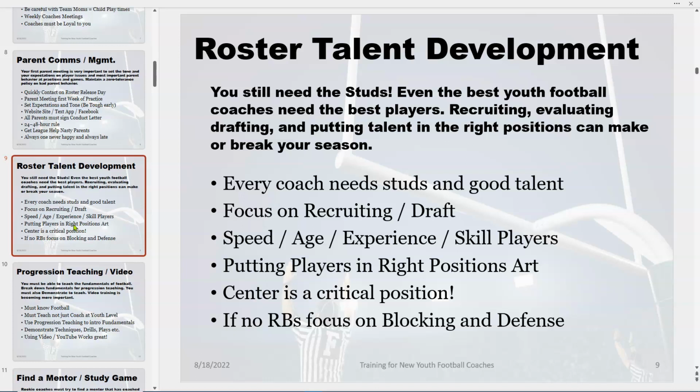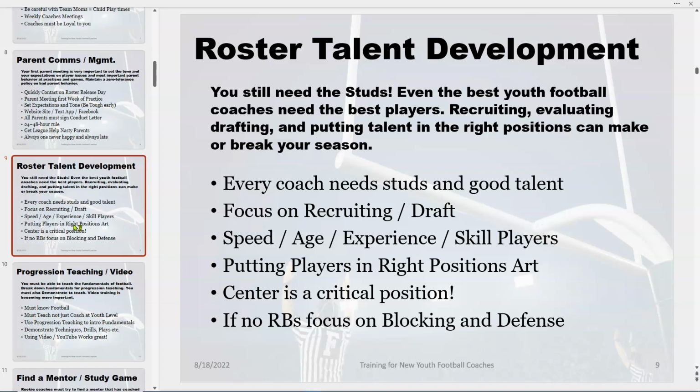So if you get to recruit and evaluate and draft and get those players on your team, put that effort up front. I actually love that part of it. That really helps your team through the season if you really spend a lot of time picking and choosing the right talent to get on your team. Because if you have those opportunities and you waste it and you don't get the right talent, man, it's probably going to be a long season.